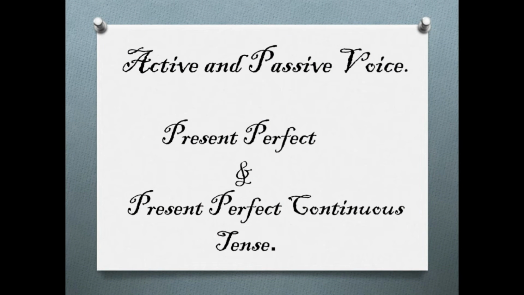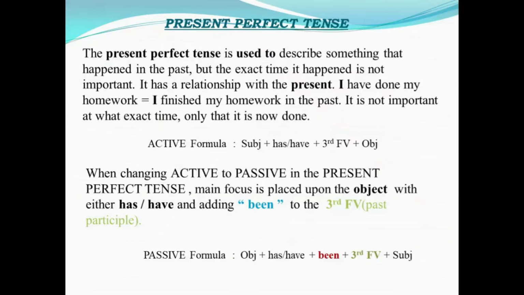Today's topic will be changing active to passive voice in the present perfect and the present perfect continuous tense. In the present perfect tense, the formulas are given below. Subject plus has or have plus third form of the verb plus object. Has and have there make it the present.